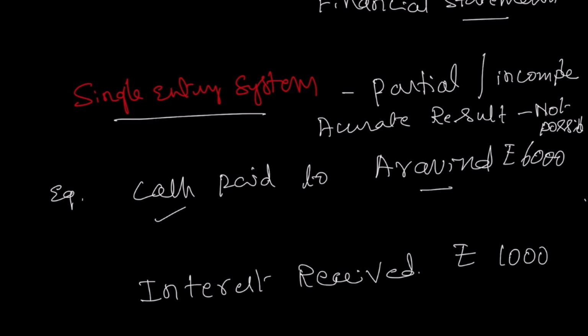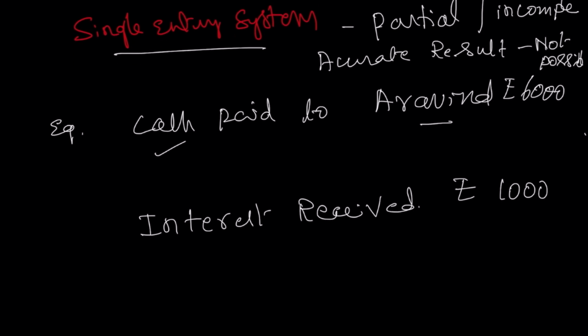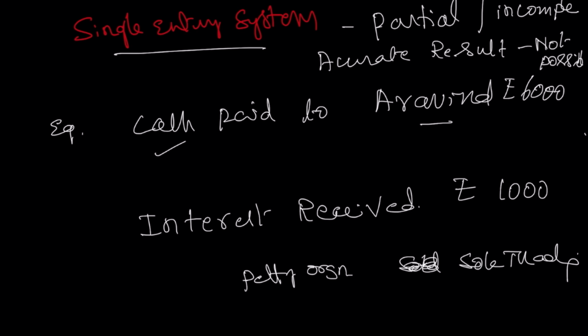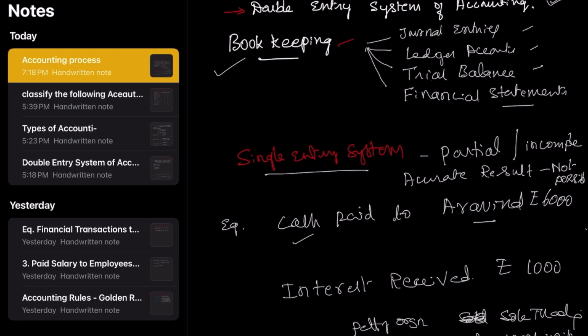But even today, many petty organizations or sole trading organizations, which we call small business units, are following a single entry system of accounting, but it will not give a clear picture of the organization. For large scale organizations, it is better to go for the double entry system of accounting.